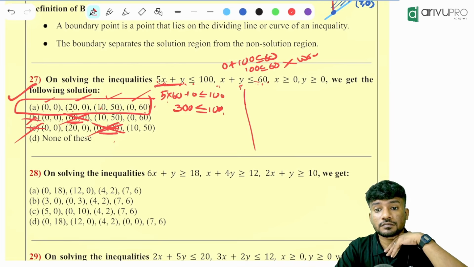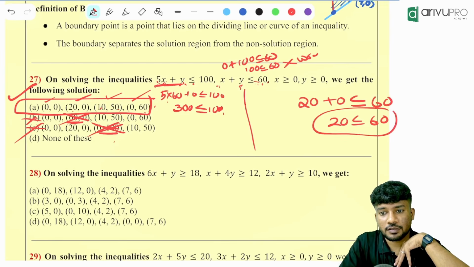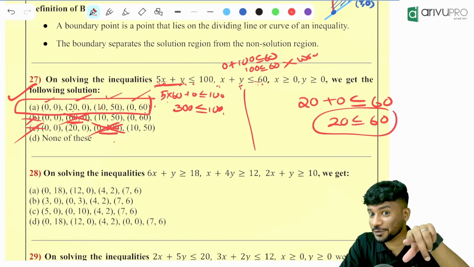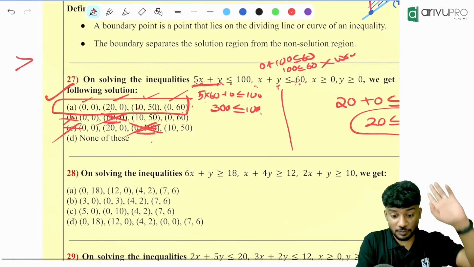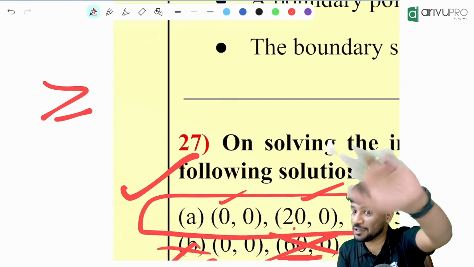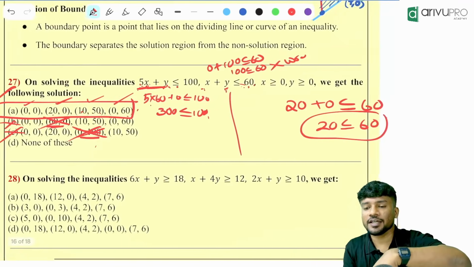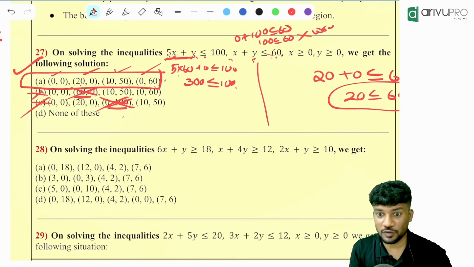20, 0 satisfies x plus y less than or equal to 60. 20 plus 0 less than or equal to 60. That means 20 is less than or equal to 60. Is 20 less than 60? Yes. Or equal to. So whenever I say greater than or equal to, any one of the conditions should be satisfied. Is it satisfied? Yes. But I will give you a question so that whatever your doubt is will be satisfied over there. We will check on that.